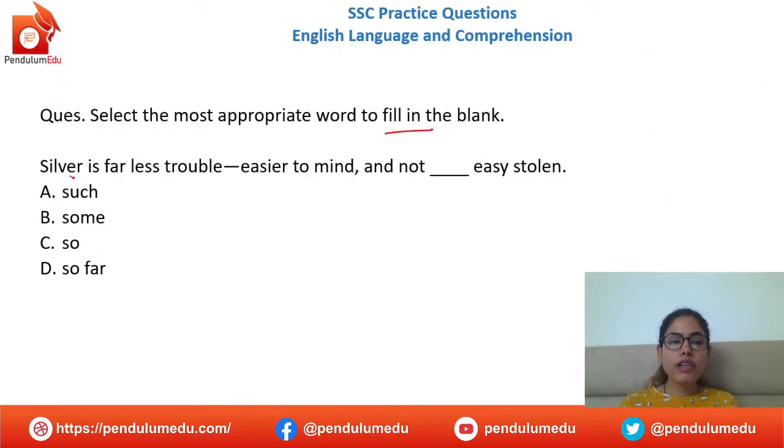Silver is far less trouble, easier to mine, and not blank easy stolen. Not such, some, so far. Quickly. Silver is far less trouble, easier to mine, and not blank easy stolen. Not such easily stolen. No, Sanjeev, no.